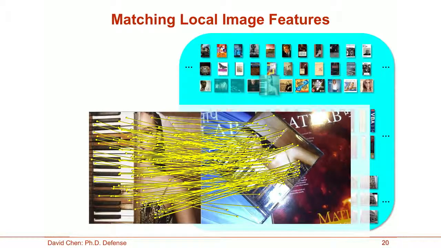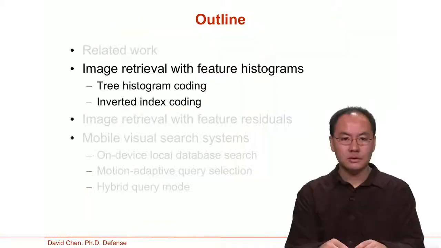If we were to run this method on a database of 1 million images, it could take several hours, which clearly is unacceptable for the low latency visual search applications we are targeting. The results of the last section now motivate me to talk about image retrieval with feature histograms, where I will show how we can search a large database very quickly.